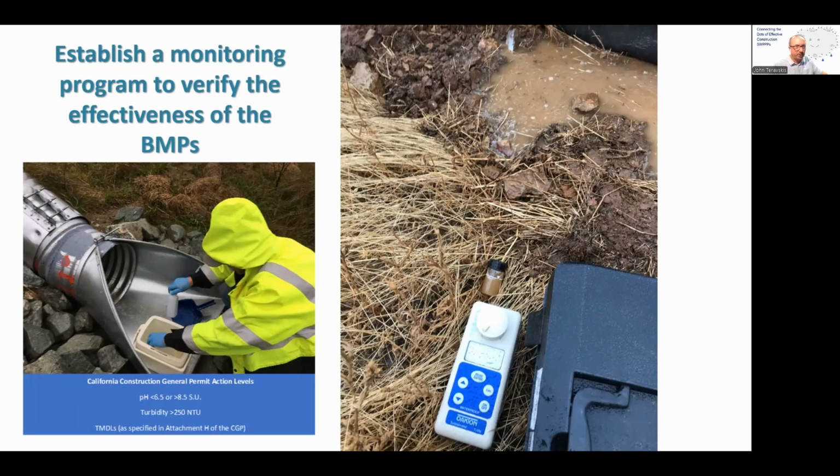You got to get boots on the ground, eyes in the field, and what does that water look like that's discharging? Is it turbid? Does it have a funny smell to it? Does it have floatables? What's the pH? Are we outside of 6.5 and 8.5? Is our turbidity above 250? Because all of that will then allow us to assess, is our SWP connected? Have we connected the dots? Without that information, we don't know.